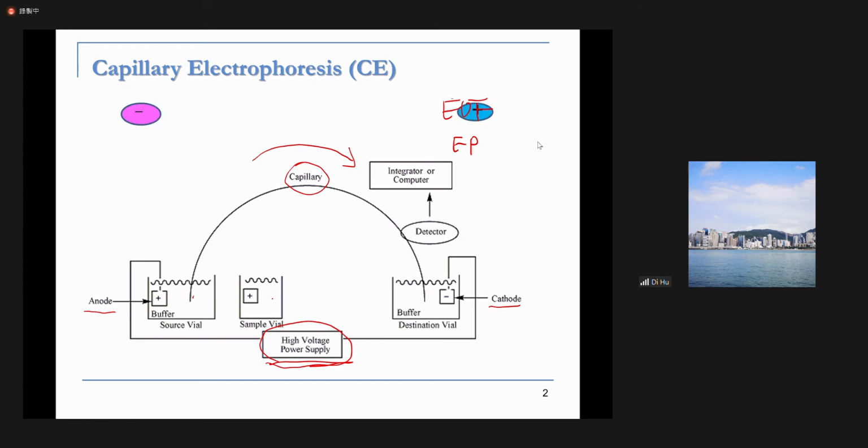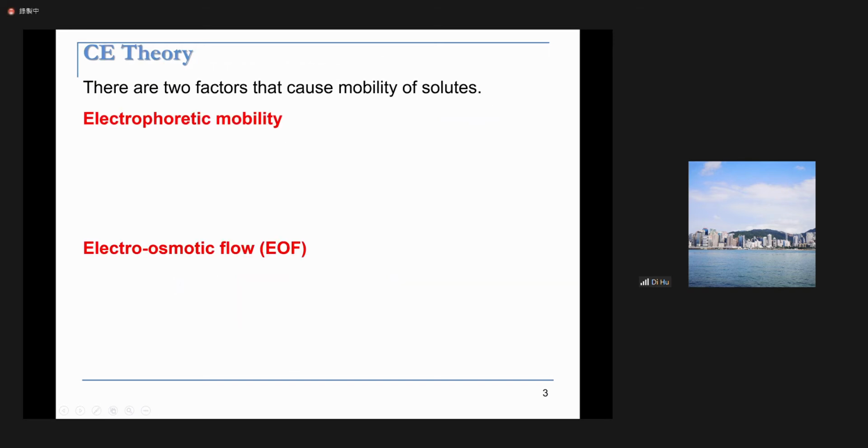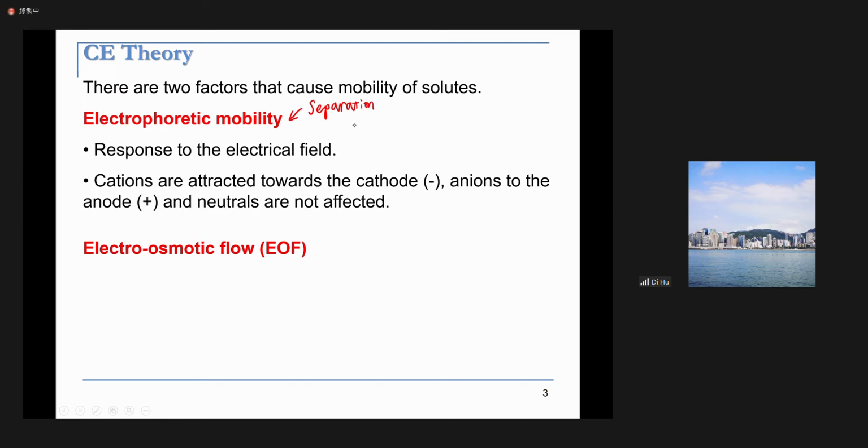So what is EOF? Electro-osmotic flow. And what is EP? Electrophoretic mobility. This is the one that causes the separation. Separation is achieved because different ions have different electrophoretic mobility. What is that? It is the response of the ions to the electrical field.